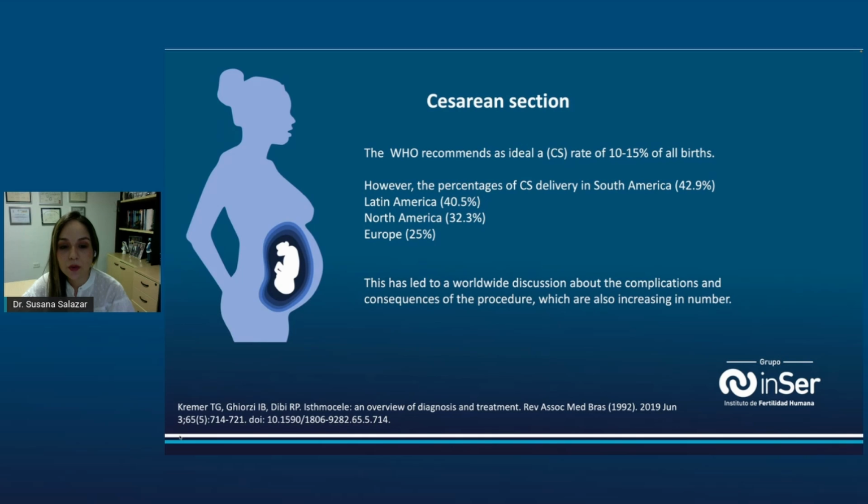This has led to a worldwide discussion about the complications and consequences of the procedure, which are also an increasing number. Clinical guidelines aiming at reducing non-medically indicated C-section delivery and induction of labor under 39 completed weeks have been released by the American College of Obstetricians and Gynecologists in an effort to reduce such births.